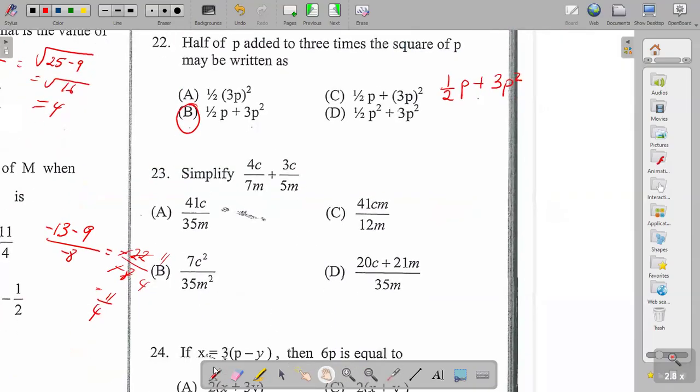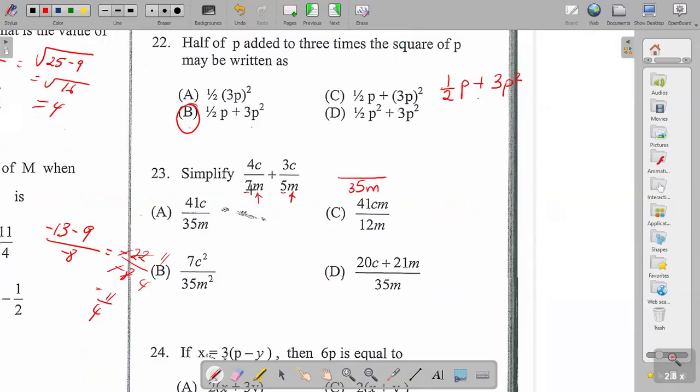All right, let's look here now. Remember, you got to find the LCM, and because it is an algebra term, you have to make sure the coefficient and the variable find something in common. So what do 7 and 5 have in common? They have 35 in common. And the M, they already have in common, so you put the M here.